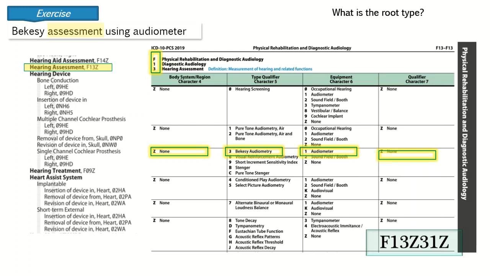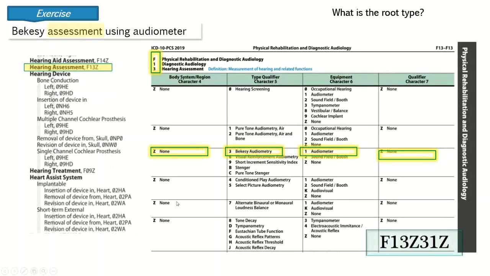So if you go to the hearing assessment table F14Z, you will see that F13Z is more specific. Specifically, that fifth character, the Bekesy audiometer, and the sixth character, audiometer, really was specific. So this is the better of the two.